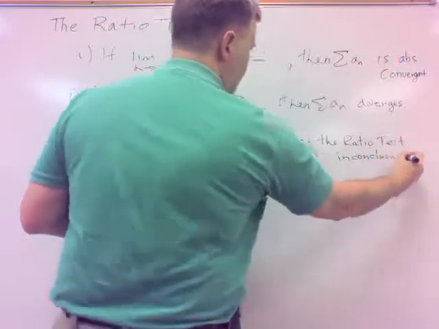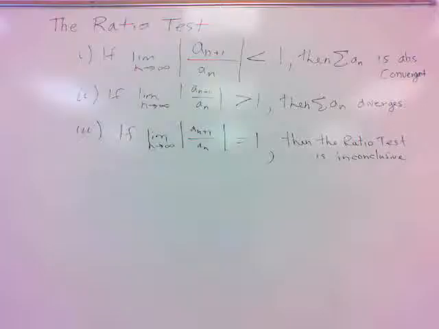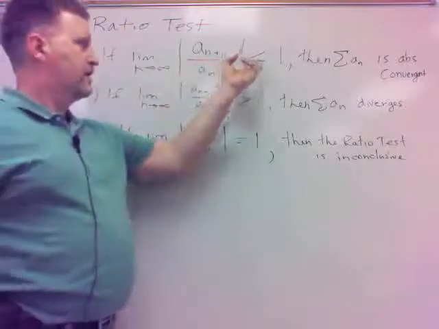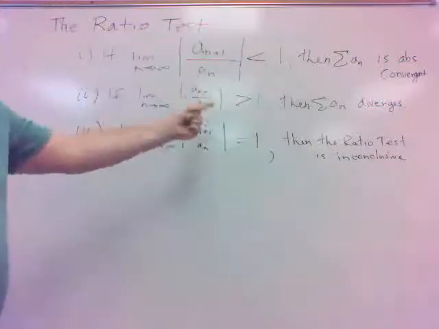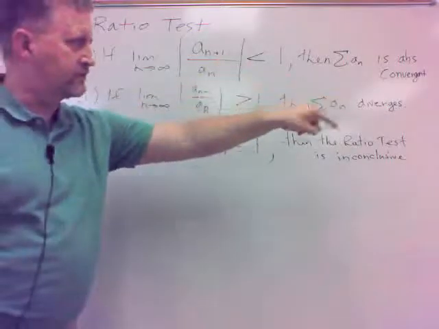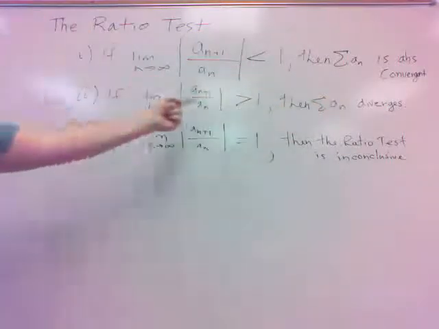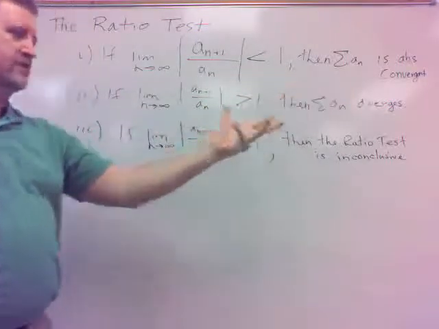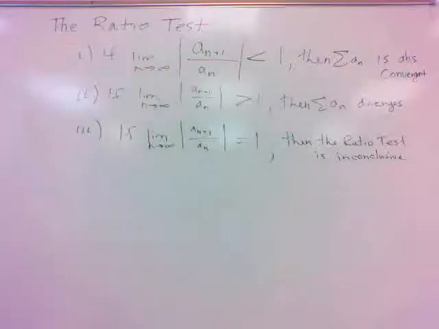So that's the ratio test. The limit of that ratio is less than 1, greater than 1, or equal to 1. Less than 1, good, we've got it convergent, absolutely. Greater than 1, divergent. Equals 1, punt, do something else. Okay? All right.